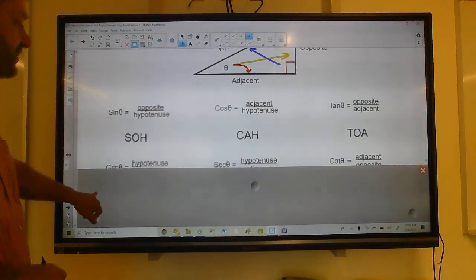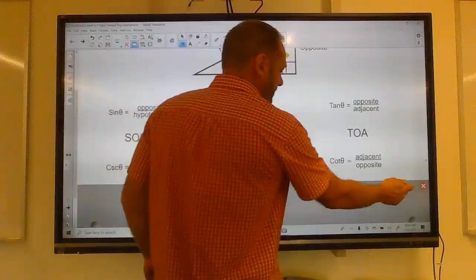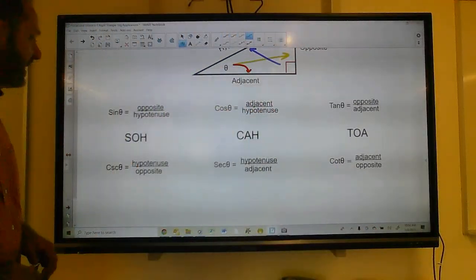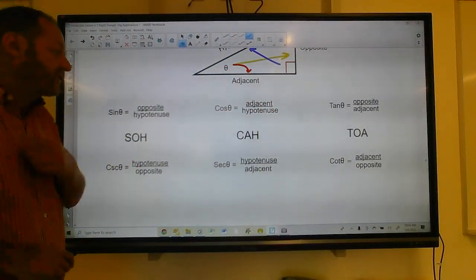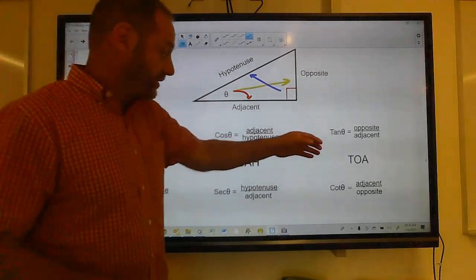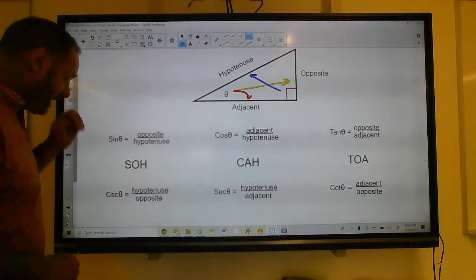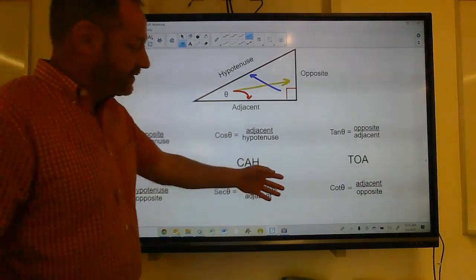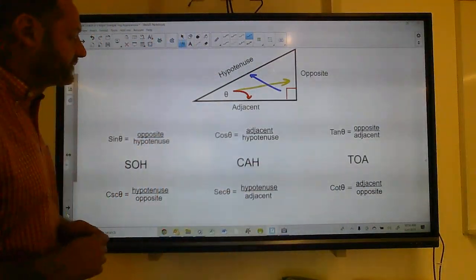And then we've got our 6 trig functions. Okay, sine is opposite over hypotenuse, cosine is adjacent over hypotenuse, and tangent is opposite over adjacent. Remember SOH CAH TOA. And then the cosecant, the secant, and the cotangent are reciprocals of those things.